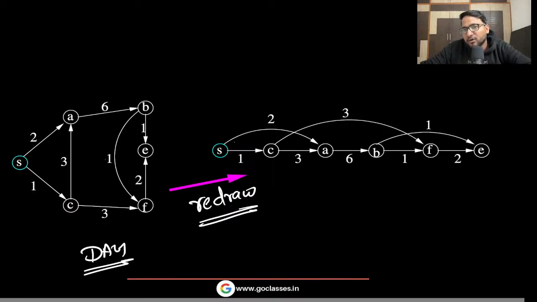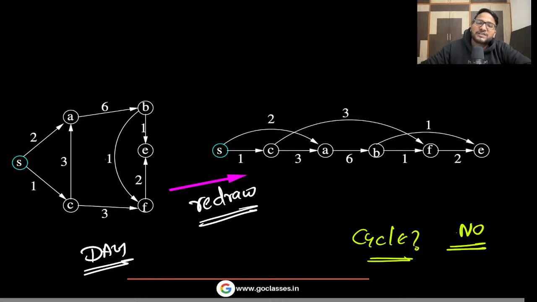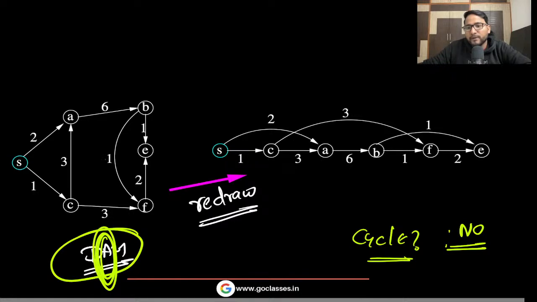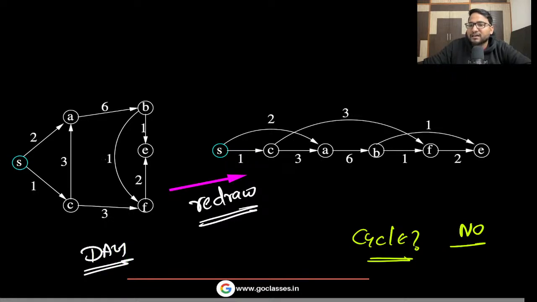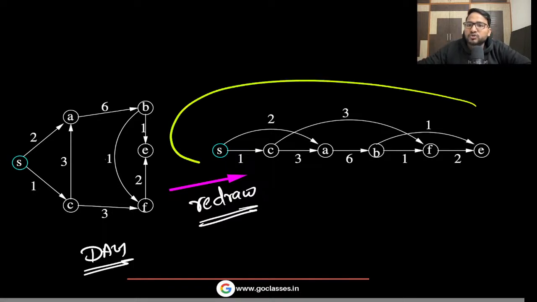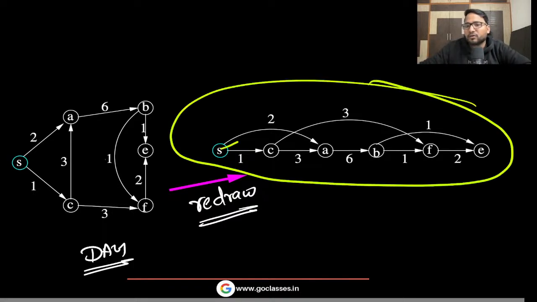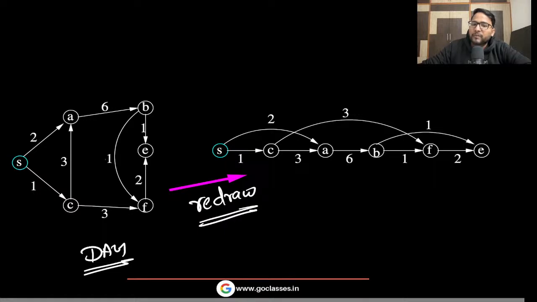Now you notice here that all edges are going from left to right. No edge is going from right to left. So do you have a cycle here? There is no cycle, right? That's why it is called directed acyclic. A means acyclic, so this is called a directed acyclic graph. Now in this graph, I want to find out the shortest path from S to every other node.